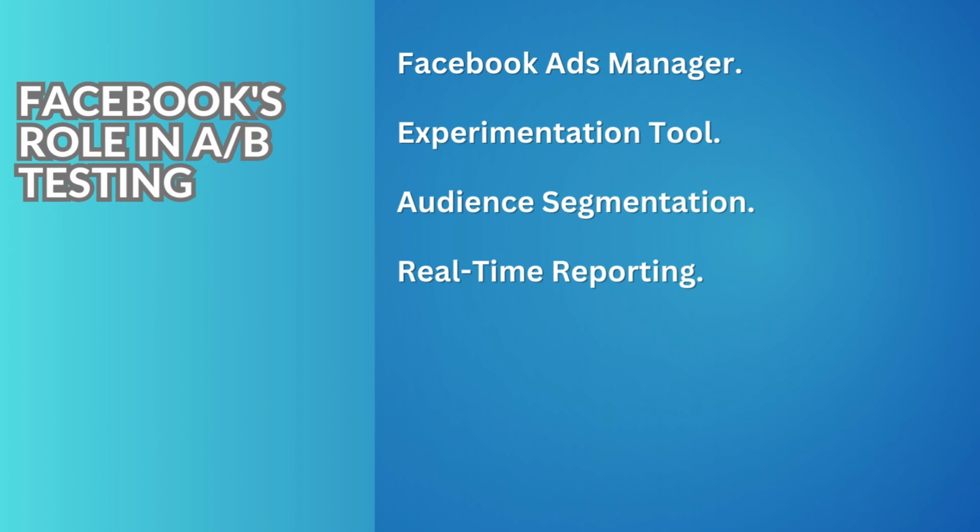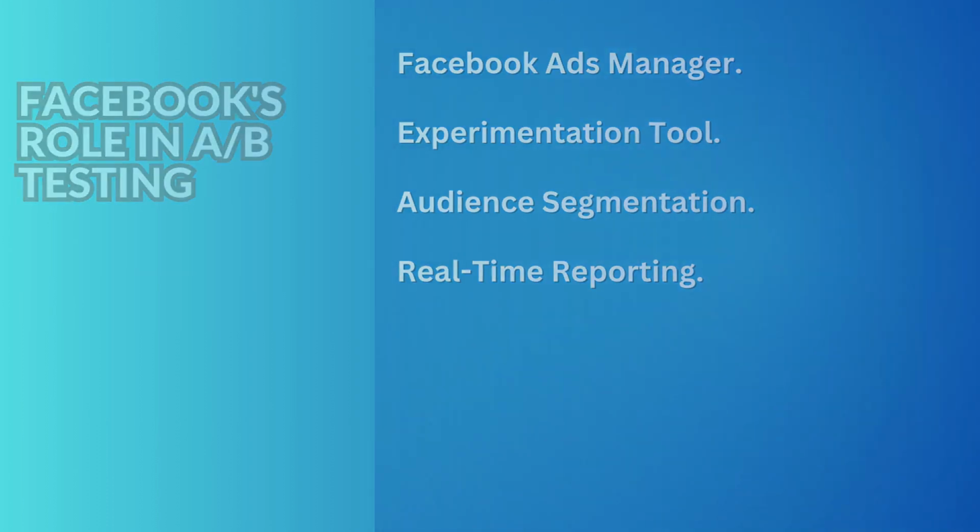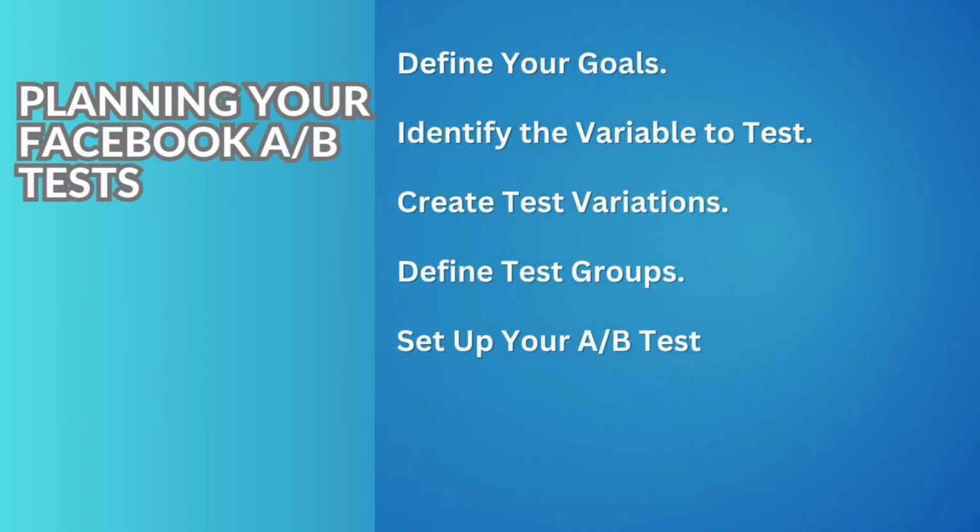Section 3. Planning your Facebook A/B tests. To effectively plan your Facebook A/B tests, follow these steps. Define your goals. Clearly define the objectives of your A/B test. Are you aiming to increase click-through rates, improve conversion rates, or enhance brand awareness? Identify the variable to test. Determine the specific element of your marketing campaign that you want to test, such as an ad creative, a landing page design, or a call to action.